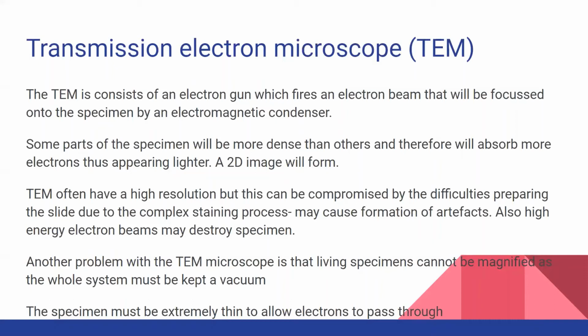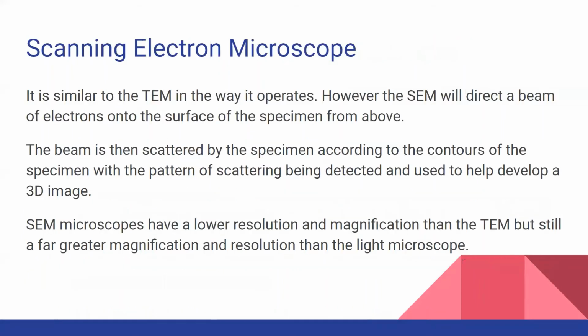Another problem with a transmission electron microscope is that you can't use living specimens to observe, as the whole system must be kept in a vacuum, and therefore you'd kill off any living specimen that you placed in because they wouldn't be able to breathe or respire. The specimen must also be very thin in order to allow electrons to pass through, which again is another limitation.